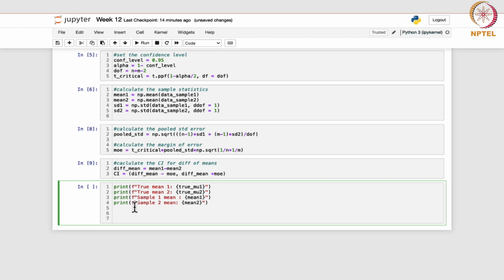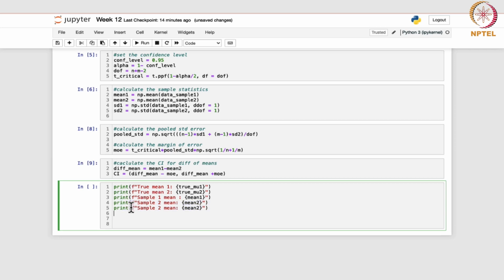And finally, we will have the confidence interval. So print CI for pooled t interval, or you can write for difference of means. So this one would be your CI.